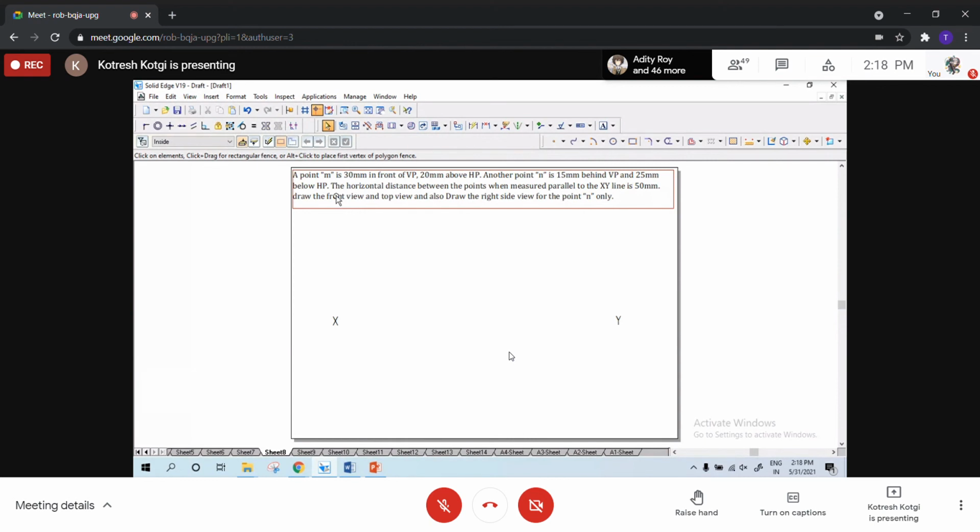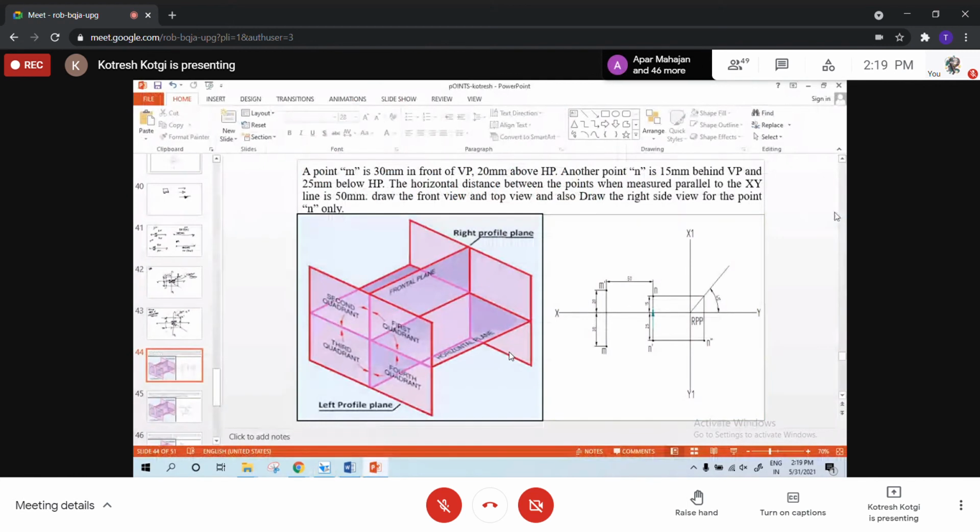Now the point N, we have identified that it is in the third quadrant. So in third quadrant, right side view, will it come on LPP or RPP? Third quadrant, right side view. It will come on RPP. Third quadrant, right side view on right profile plane. Now, I'll go back to PPT. Just understand. See here. You're able to see the PPT, right?